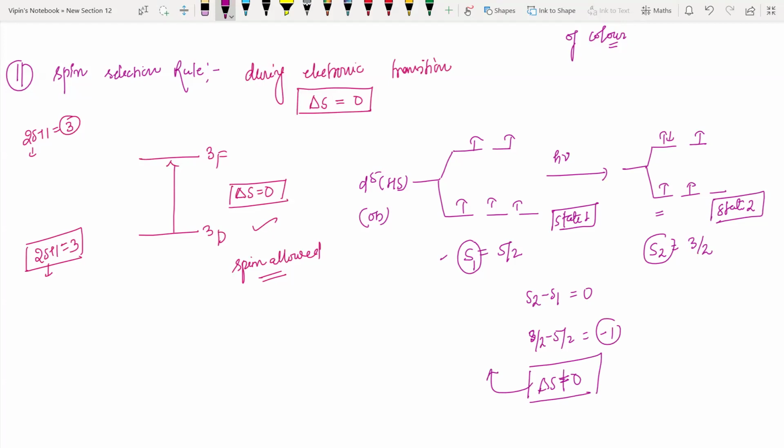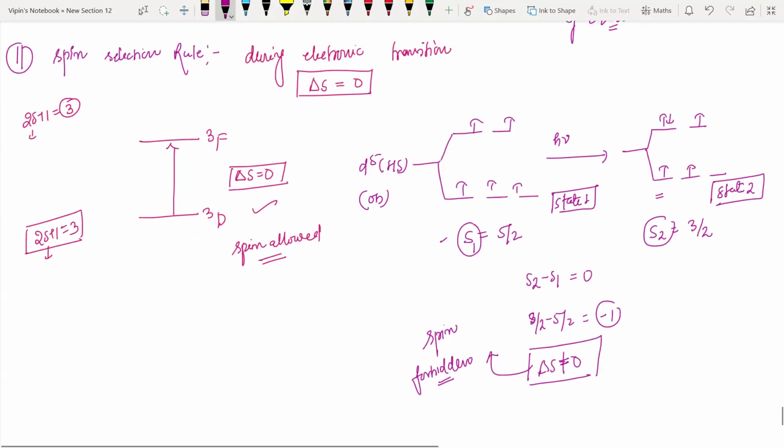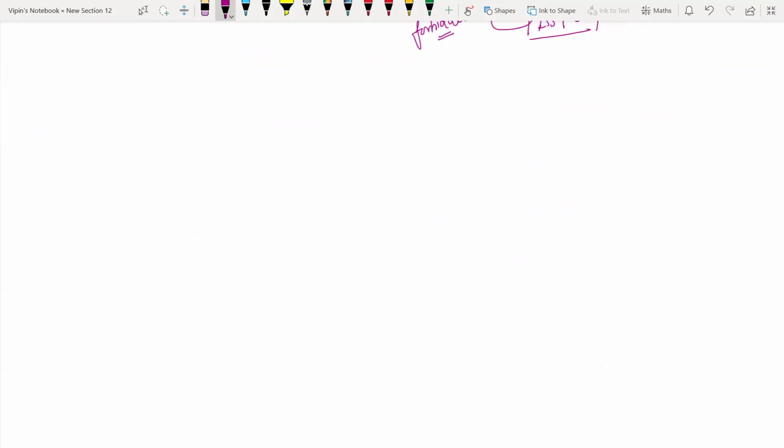It means the electronic transition in a d5 high spin octahedral system is spin forbidden, not spin allowed, right? Similarly, you can predict the allowedness of the spin selection rule in different kinds of complexes. For example, if we have a complex like d4 high spin octahedral, for example, we have a d4 high spin octahedral system.